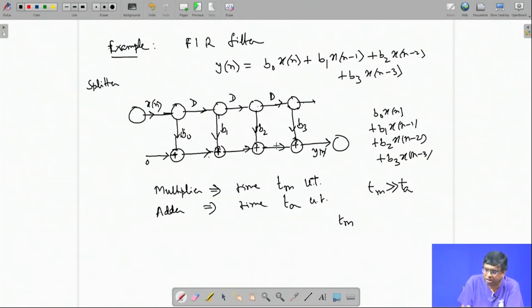Adders have a problem. This adder takes TA amount of time, but it adds this guy and this guy. But this guy is not available unless this adder completes the job of addition, then only this is available. So before this TA, another TA amount of time needs to be employed here to compute this addition.